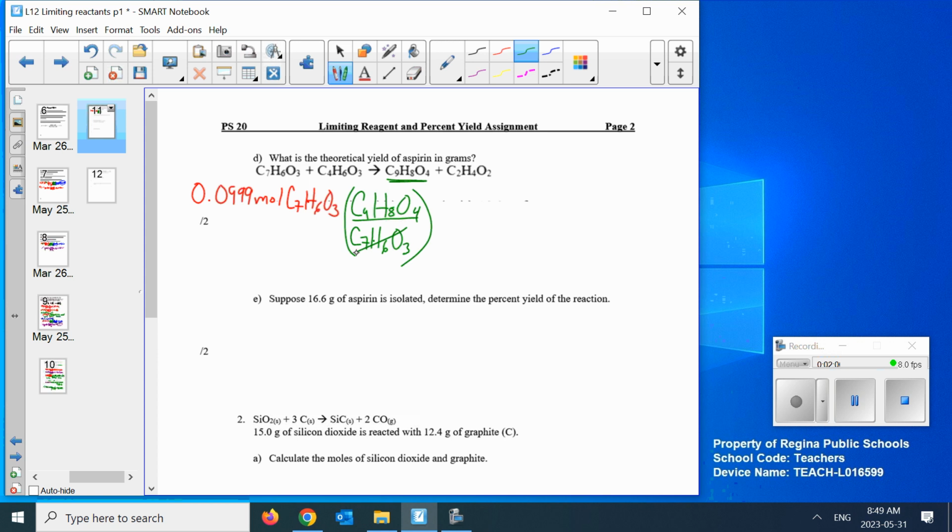Now, if I stop calculating, I have moles of aspirin at this minute. But theoretical yield means how many grams. So that means I have to do some adding. Let's calculate the molar mass: 9 carbons times 12.01 plus 8 times 1.01 for hydrogen plus 4 times 16 for the oxygen. I get 180.17. You guys are double checking everything I do.